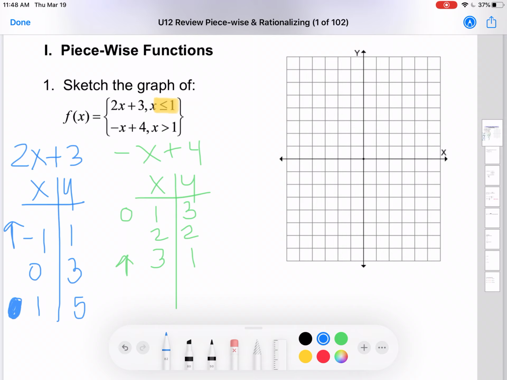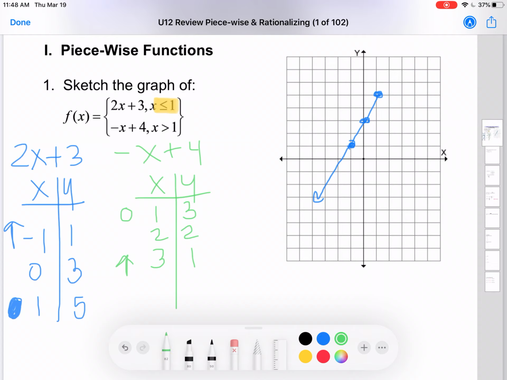All right, so let's graph the 2x plus 3 function. Okay, let's see how this goes with graphing here. So negative 1, 1. Oh, goodness. 0, 3. This is fun. And 1, 5. Okay, so we started at 1, 5, and we could keep going this way, more negative. So we'll just make a line.